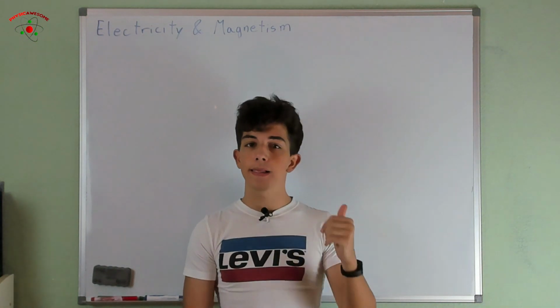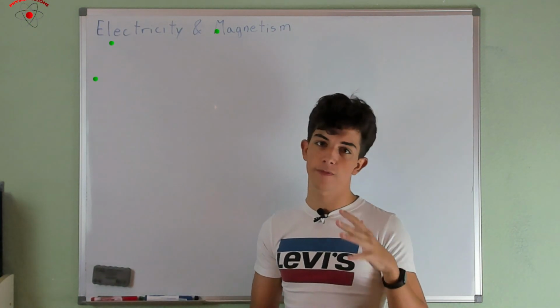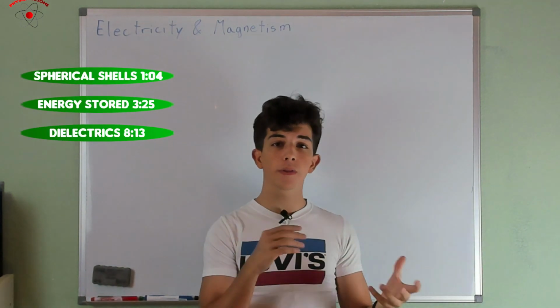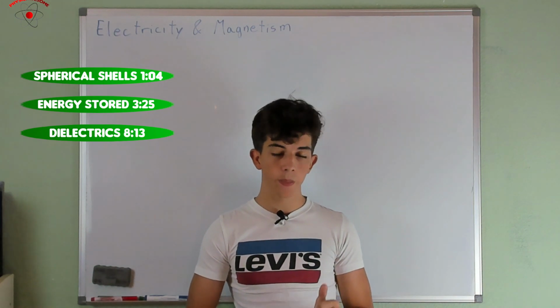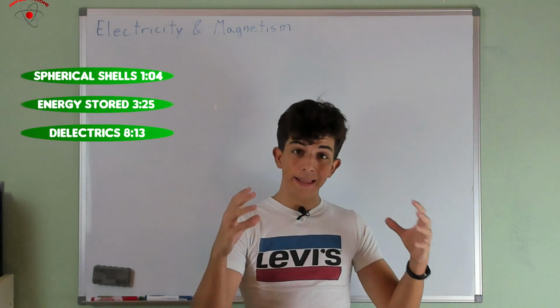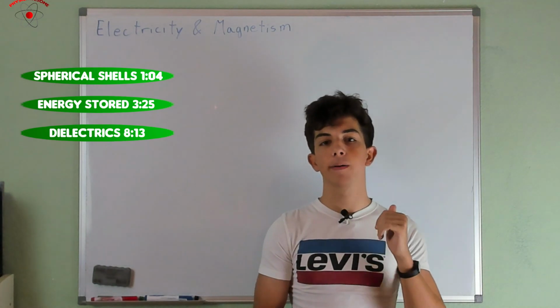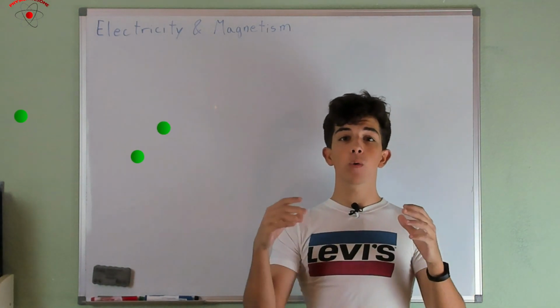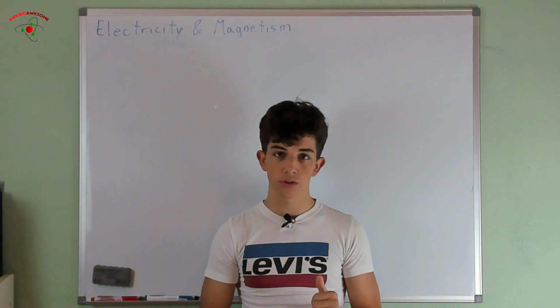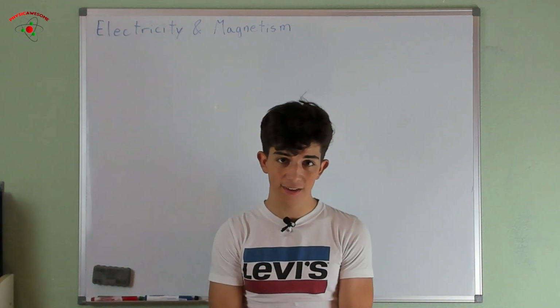Today we will continue talking about capacitors. We will explain the last type of capacitor, a spherical shells capacitor, and also find its capacitance in terms of the different variables we have in the system. Also, we will relate capacitance with the energy that can be stored in a capacitor. And finally, we will understand how dielectrics affect these situations. So, let's start!